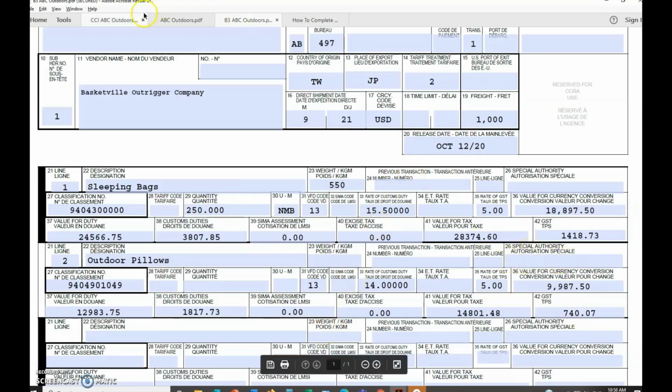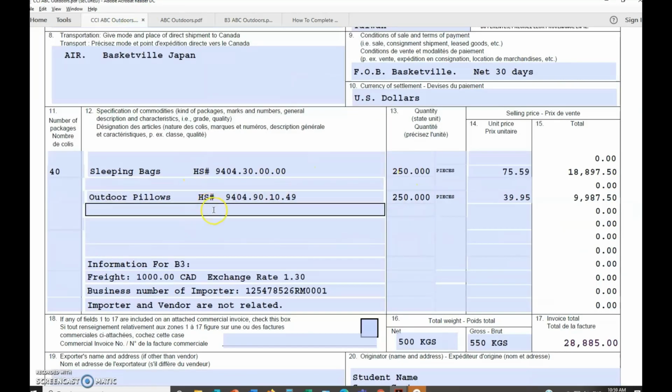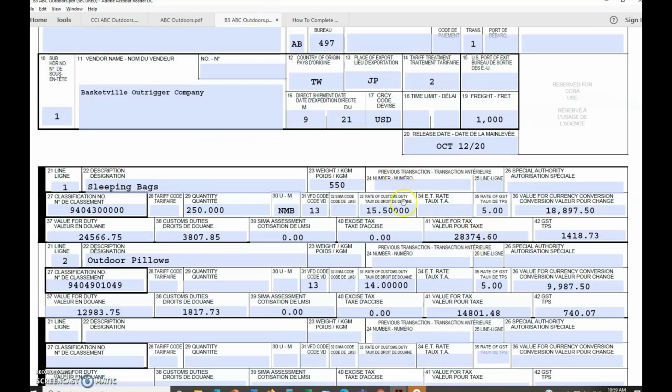Now, are we done? Yes, because there's 2 items on the invoice. So we've put both items on the Canada Customs Coding Form V3.